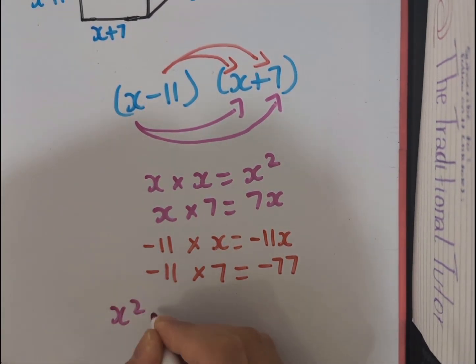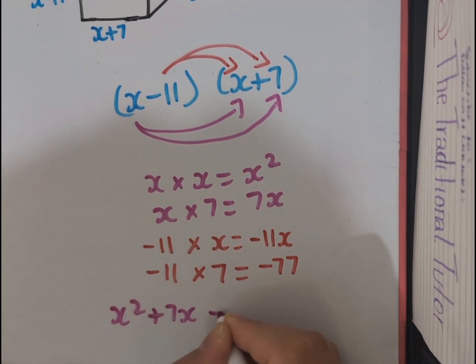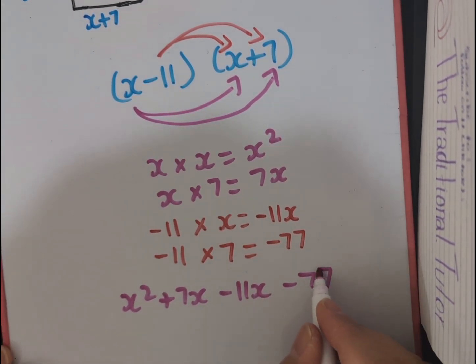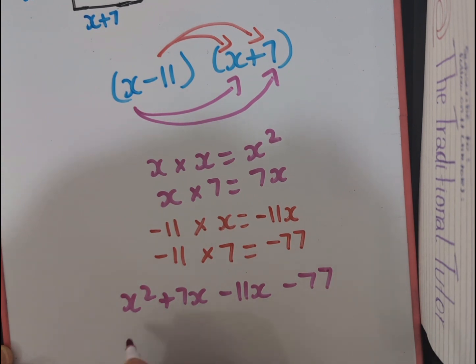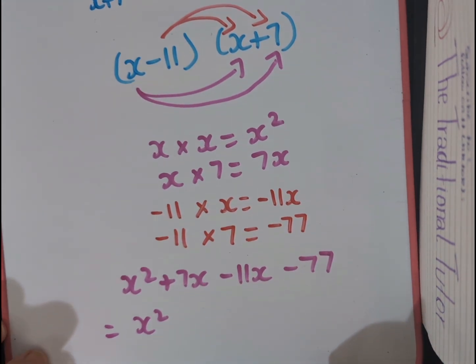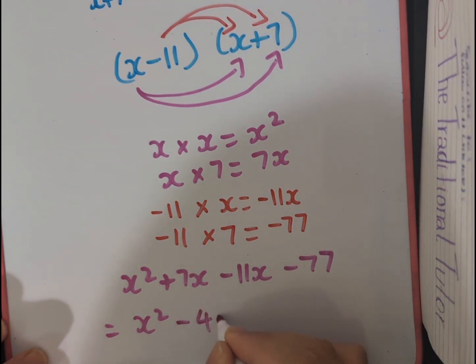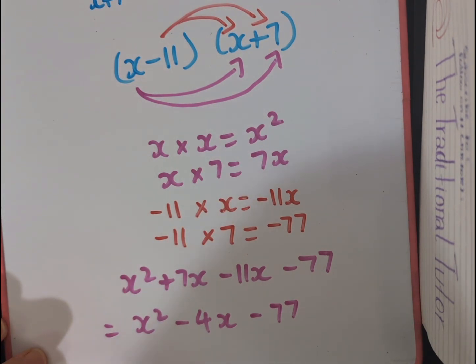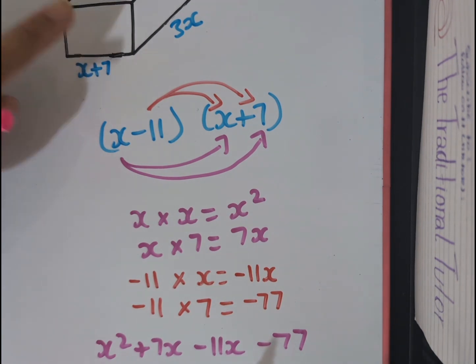So we've got x squared plus 7x, take away 11x, take away 77. The only like terms again are down here in the middle, so it's x squared plus 7, and we're taking away 11x. So plus 7 take away 11 gives me negative 4x, and then I've got my negative 77. So that is the area of my rectangle over here.